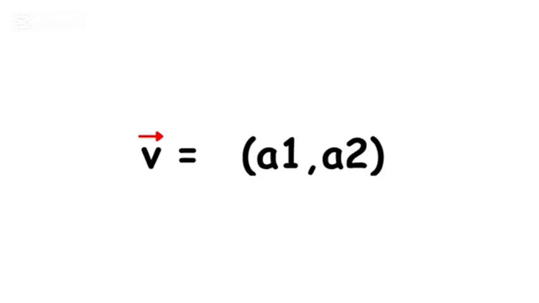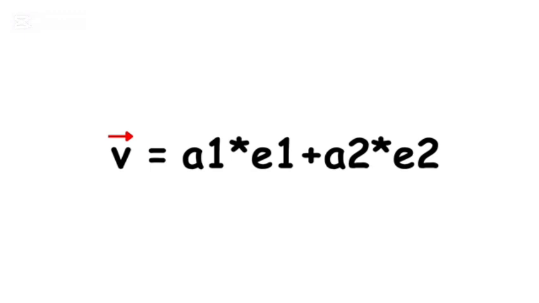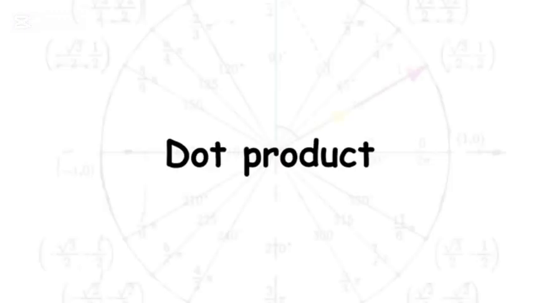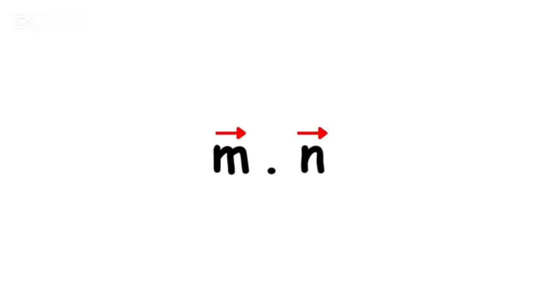In general, a vector v with components a1 and a2 can be written as v equals a1 times e1 plus a2 times e2. Dot product. The dot product of two vectors is the sum of the products of their corresponding components. We can illustrate with an example.